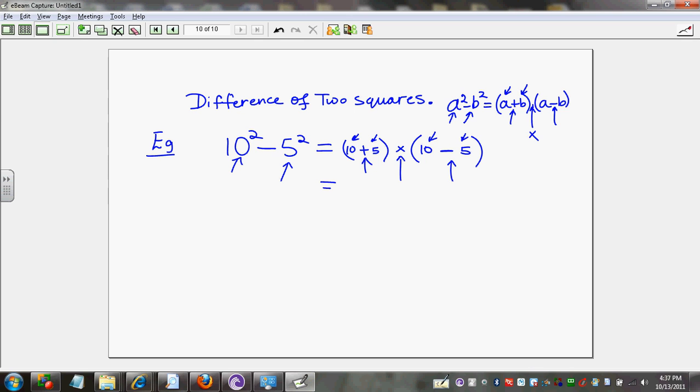10 plus 5 is 15. 10 minus 5 is 5. And 15 multiplied by 5 is 75. If you work it out, 5 5s are 25, 5 1s are 5, and 2 make 7, 75. But before we did this, we would have worked out this a different way. 10 squared would be 10 by 10 or 100. And 5 squared would be 5 by 5, which would be 25. 100 minus 25 is also 75.